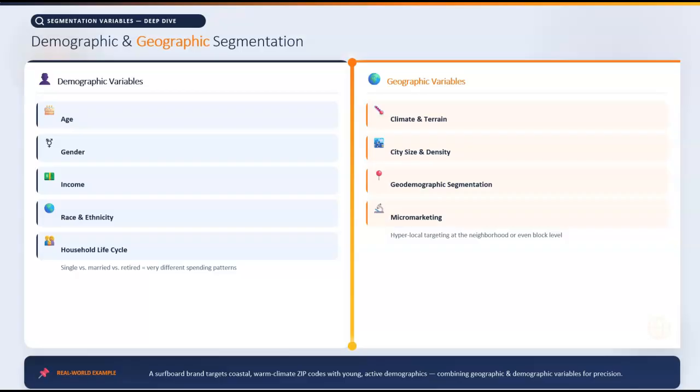So for geographic, think about it: I'm not going to sell surfboards in the snow-capped mountains of the Rockies, or maybe in Montana, where they're not even close to the ocean or a body of water. And right here it says a surfboard brand targets coastal, warm climate zip codes with young, active demographics, combining geographic and demographic variables for precision.